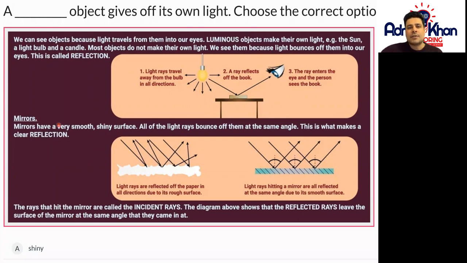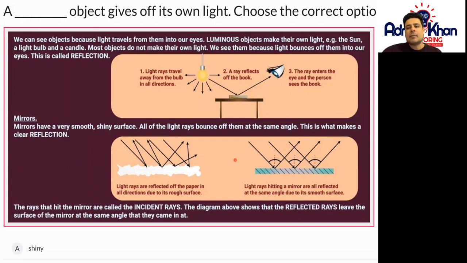Let's have a look at mirrors. Mirrors have a very smooth, shiny surface. All of the light rays bounce off them at the same angle. This is what makes a clear reflection. Light rays are reflected off the paper in all directions due to its rough surface. So here we go, light is reflecting off a piece of paper in all different directions because it's a rough piece of paper. Whereas the light rays hitting a mirror are all reflected at the same angle due to the smooth surface of the mirror.